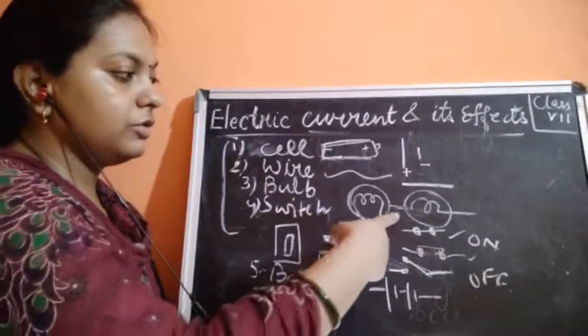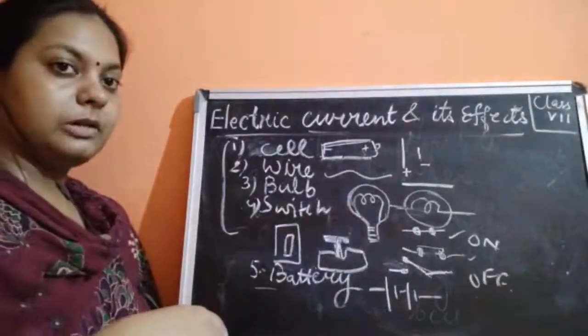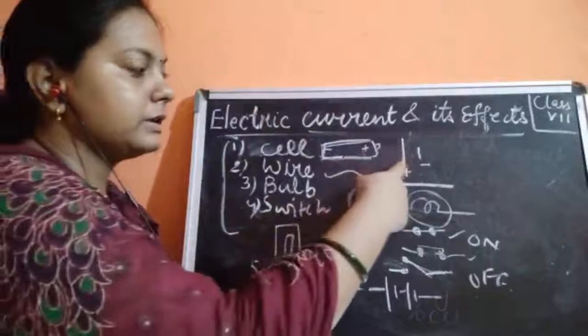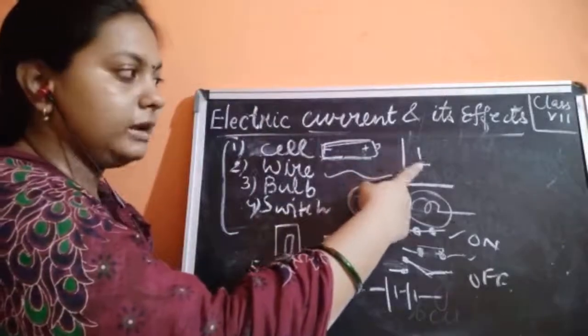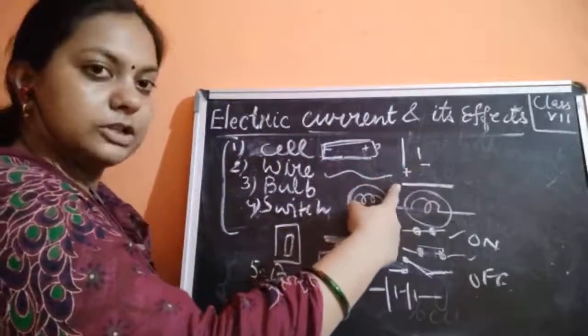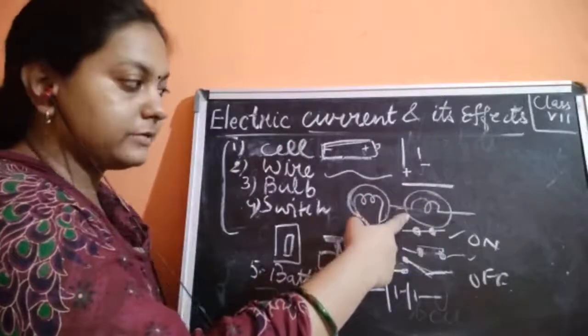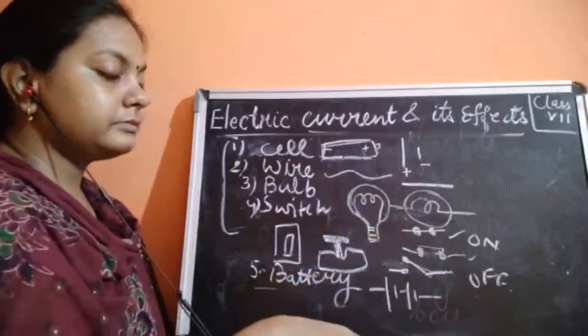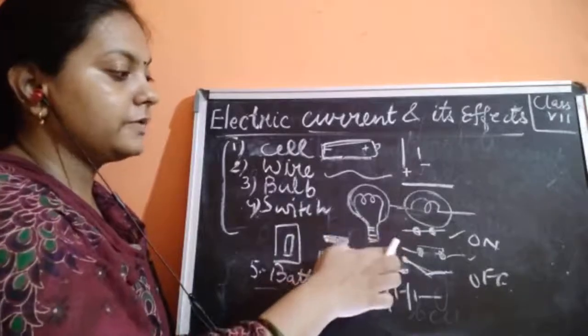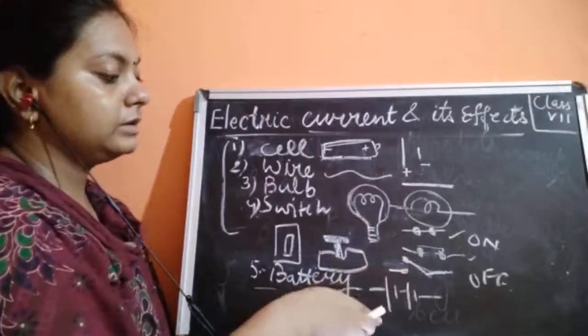So this is how you could show the symbol of a bulb. The symbol of a cell is a longer line and a shorter line. A wire is a straight line. A bulb is a circle with a zigzag wire, which is a filament. The next is the on switch, the off switch. Then after that, the battery.